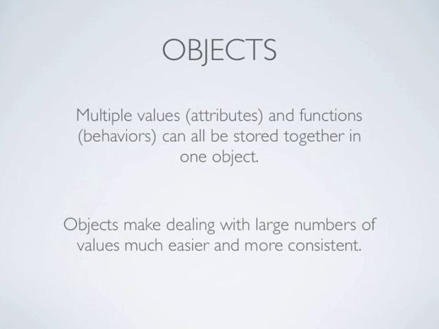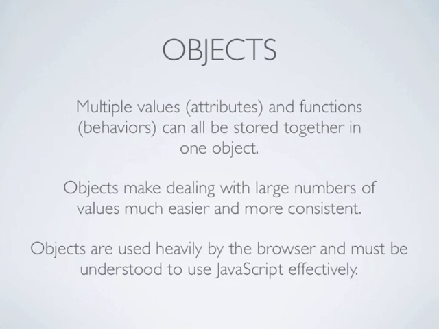The real advantage of objects in any kind of programming, JavaScript being no exception, is that objects make dealing with large numbers of variables, large numbers of values, a much more manageable proposition than it would be otherwise. Objects are also extremely important in JavaScript because they are used heavily by the browser. Pretty much everything on a web page, everything that eventually we're going to want JavaScript to interact with, is going to be represented in JavaScript as objects. So objects are something that you really have to understand and be able to work with to use JavaScript to any great effect.